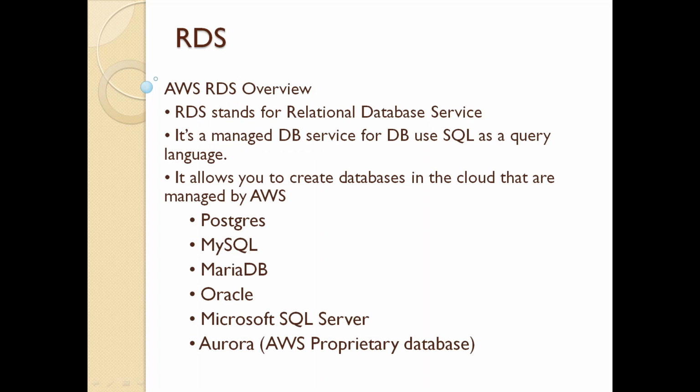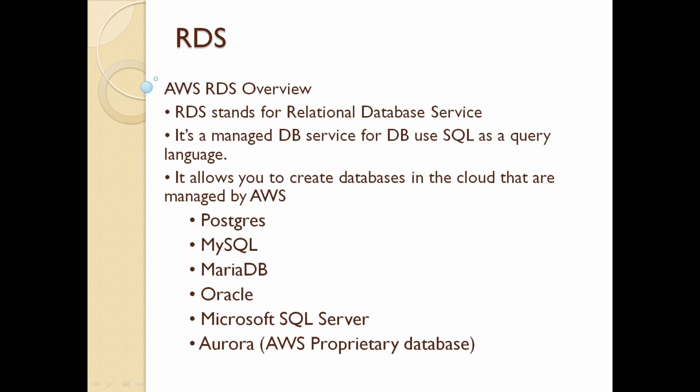RDS stands for Relational Database Service. It's a managed DB service that uses SQL as the query language. You can use your structured query language to access those databases, read the data and do all that processing. It allows you to create databases in the cloud that are managed by AWS. There is a difference here: RDS is basically a managed service, which means that most of the things are taken care of for you by AWS, and you don't have to worry about upgrades and stuff.